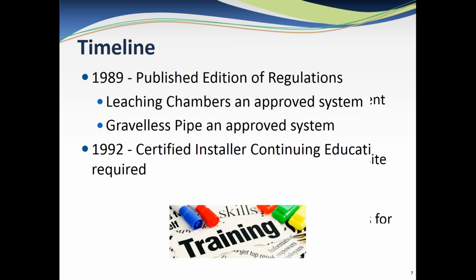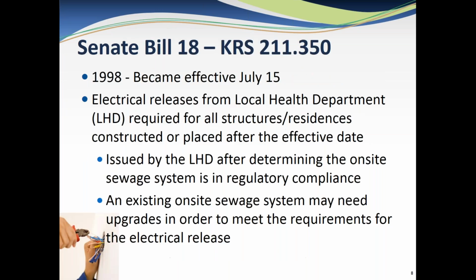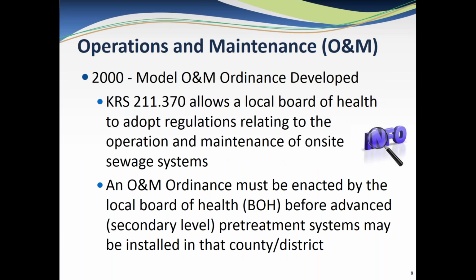1989, published editions of the regs. Leaching chambers were an approved system. Gravelless pipe was an approved system. 1992, certified installers, continuing education was required. Senate Bill 18, 1998, became effective. This is the electrical release bill. Operation and maintenance in 2000, the model O&M ordinance was developed.